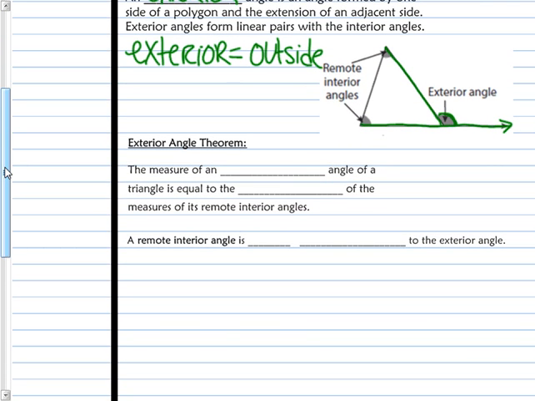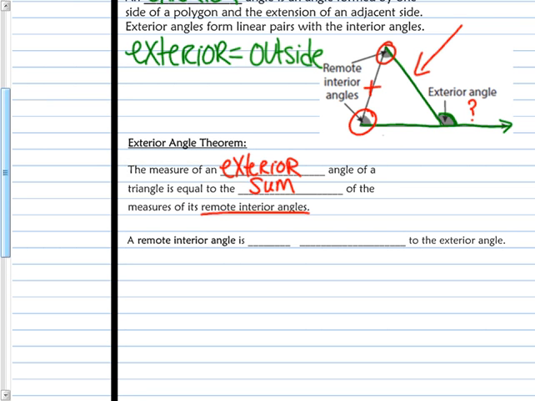The measure of an exterior angle, or an outside angle, of a triangle is equal to the sum of the measures of its remote interior angles. Okay, and looking back up at this image right here, we have the exterior angle, and if I wanted to know what the measure of this one was, it's equal to the sum of the remote interior angles. So this angle plus this angle.